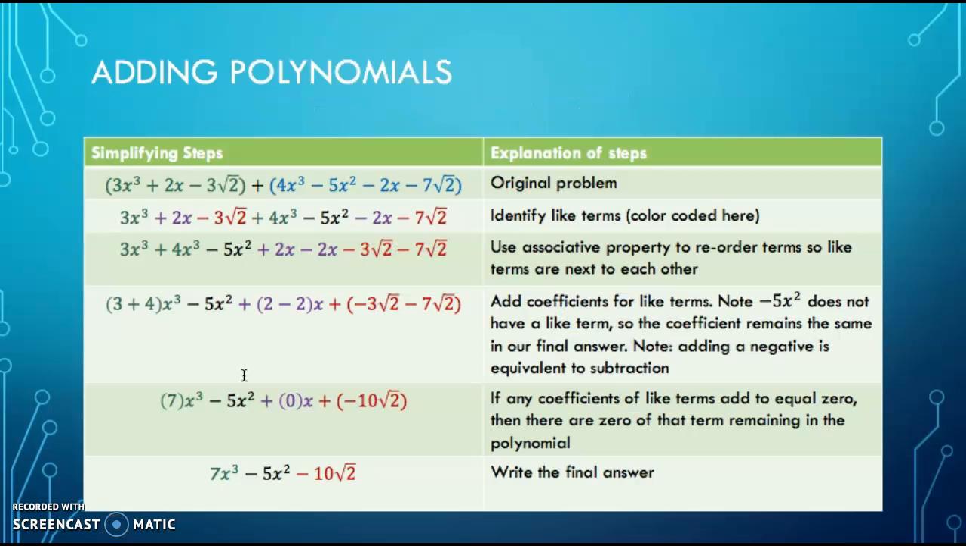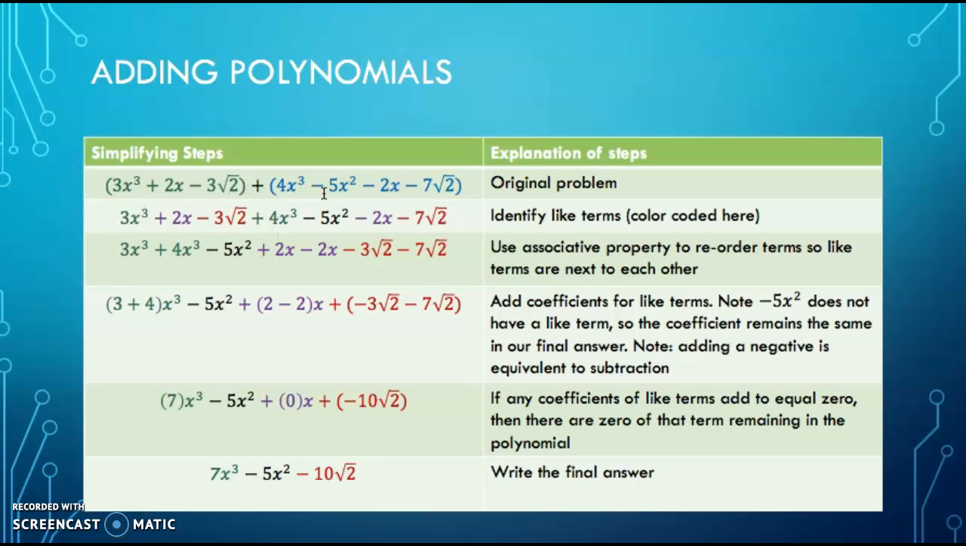Now we're simply going to talk about adding polynomials. I have written out one example here, and so this would be the original problem. Take this polynomial and add this polynomial to it. So on the right hand side here, you'll see my explanation of the steps in the process of simplifying. And over here, this is the algebra associated with the explanation.